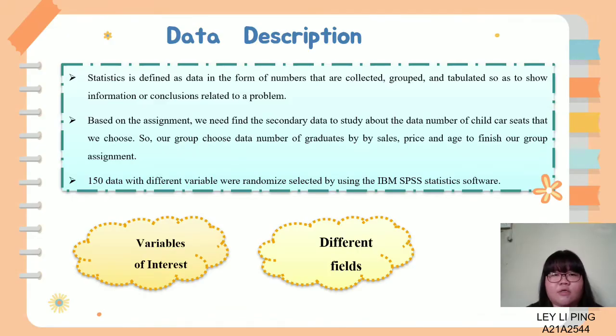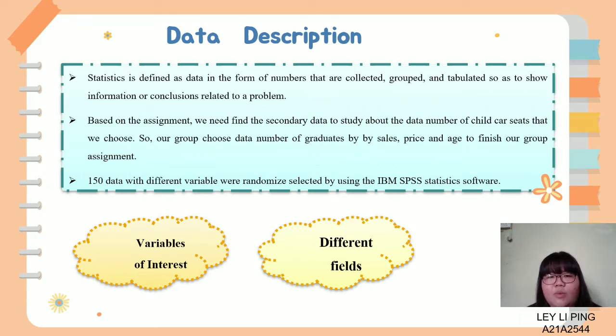A21B2593. Data description. Statistics is defined as data in the form of numbers that are collected, grouped, and tabulated so as to show information or conclusions related to a problem. Statistics include planning, summary, and understanding uncensored observation. The purpose of statistics is to produce the best information from available data. Some people classify statistics as a branch of decision theory.